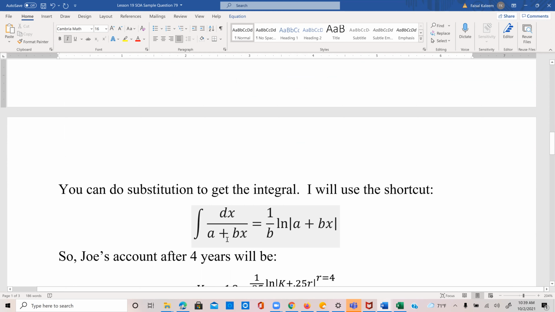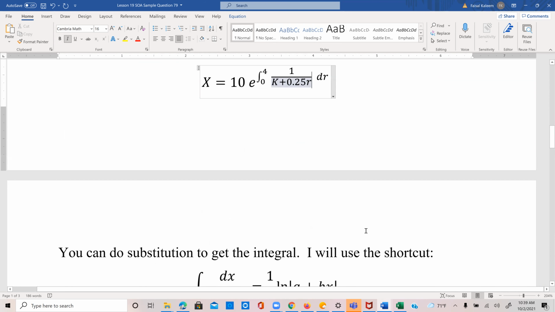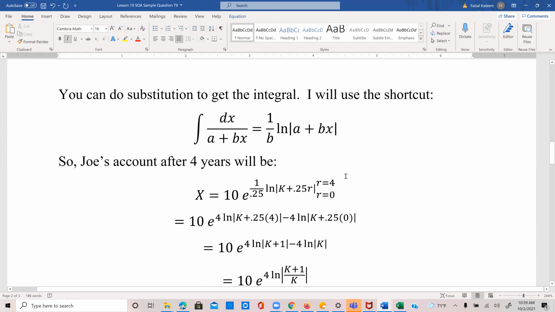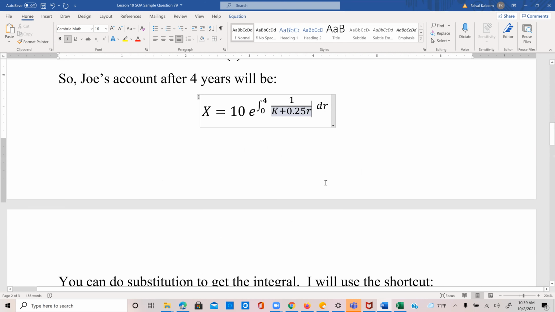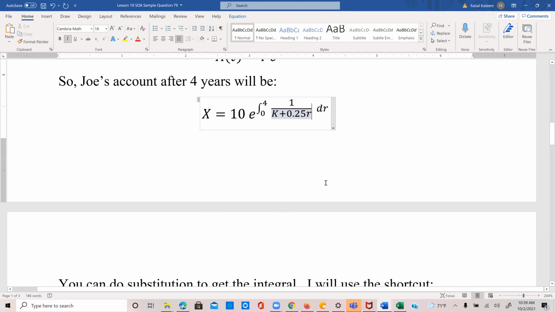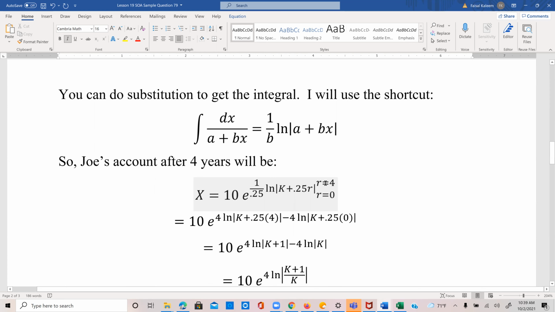And when you integrate 1 over K plus 0.25 R, you can use this shortcut: the integral of dx over A plus bx is 1 over B ln A plus bx. In this, B is the coefficient of the variable, which is 0.25. So 1 over 0.25 is just 4.